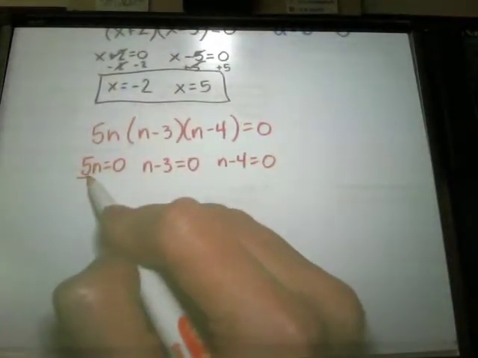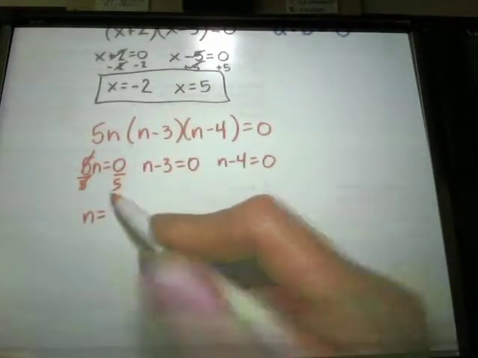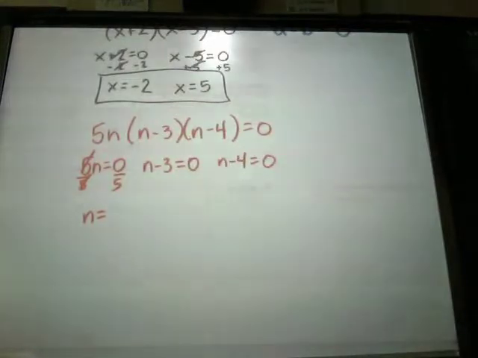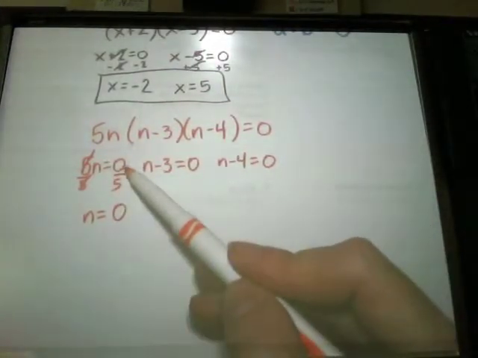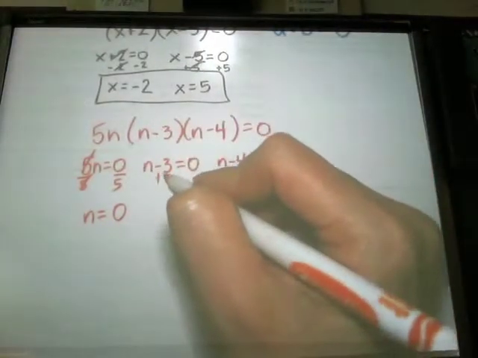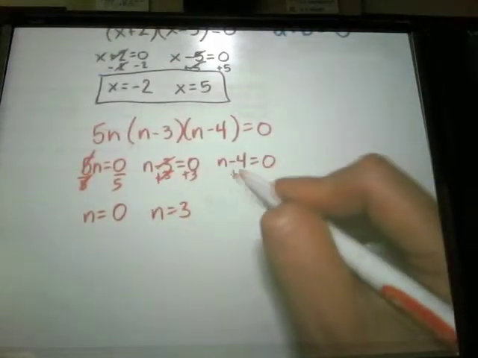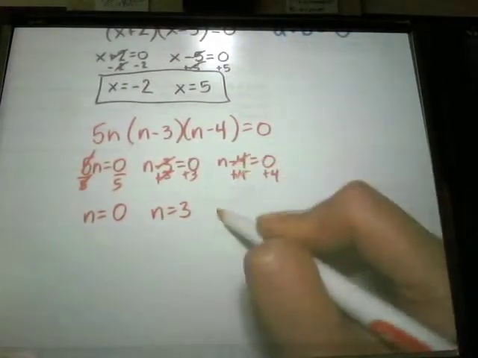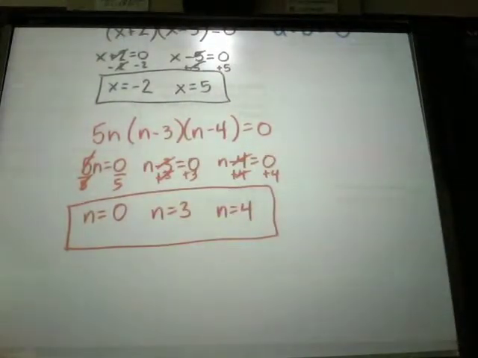Here, this is times 5, so I do the opposite, divide by 5. What's 0 out of 5? How much is that? 0. Right, if I have 5 pieces of pie and you get 0 of it, you've had 0 pie. Oh, plus 3 here, so n equals 3, plus 4 here, n equals 4. However many factors you have is how many possible solutions, because every single one of those could be the one that is equal to 0.